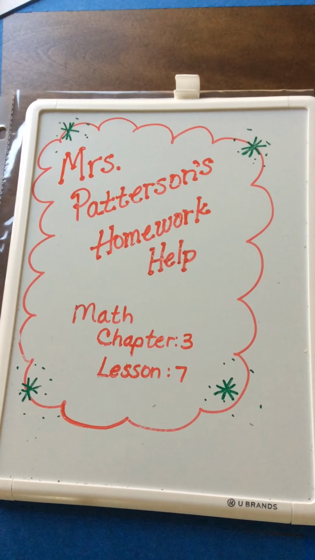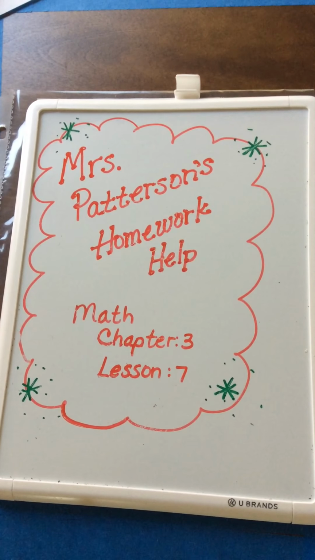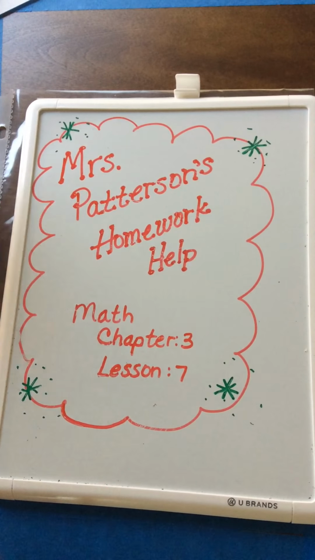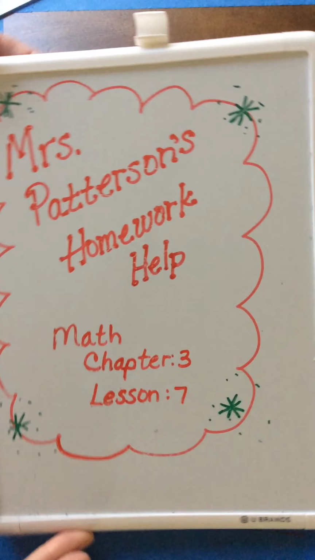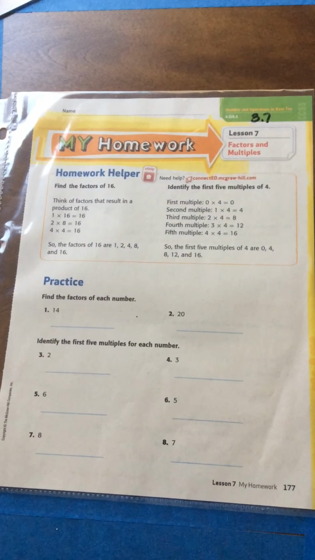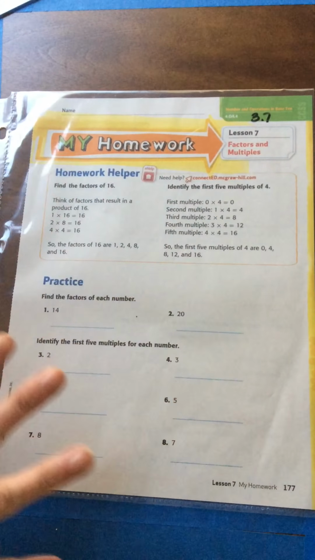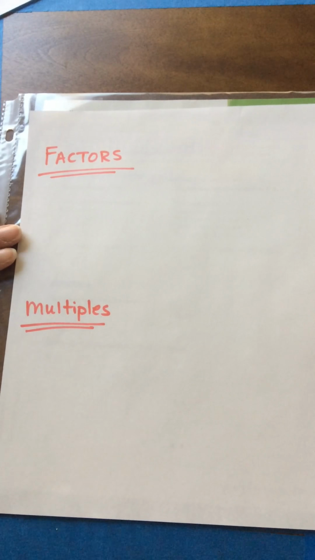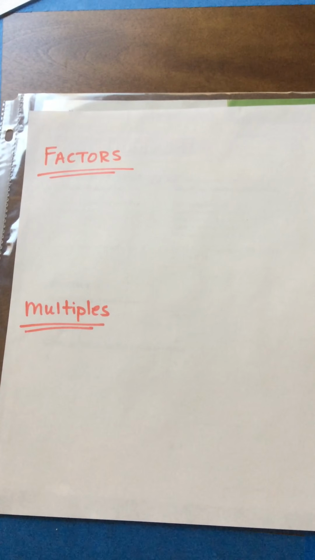This is Math, Chapter 3. We are on Lesson 7. Today's lesson is going to deal with factors and multiples, and kids get those mixed up and confused all the time. So we're going to straighten that all out. Before we get to the homework, I want to define what factors and what multiples are. Both of them have to do with multiplication.